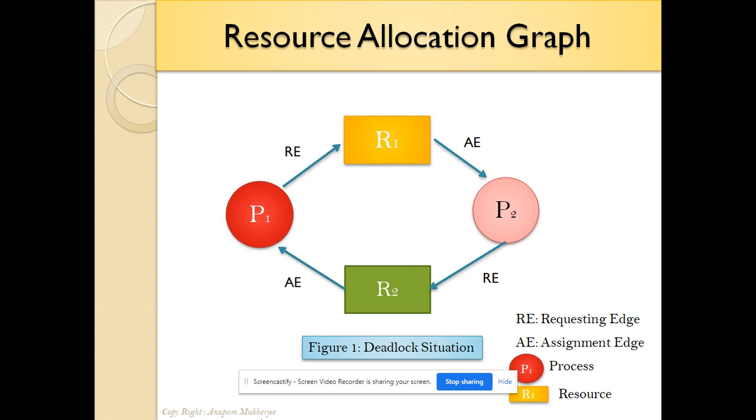The graph also consists of two types of edges. One is the requesting edge and another one is the assignment edge. An edge from a process to a resource is said to be a requesting edge, and an edge from a resource to a process is said to be an assignment edge.